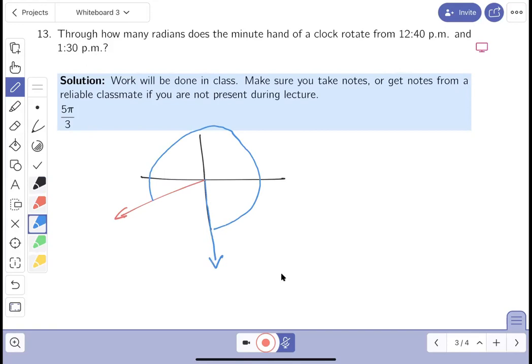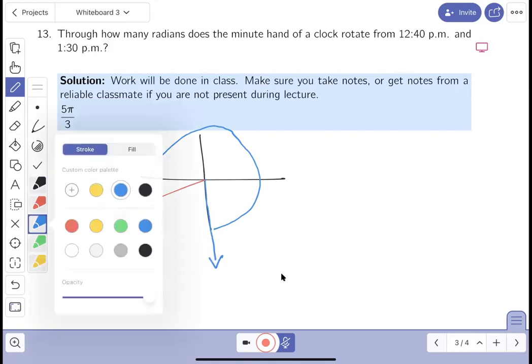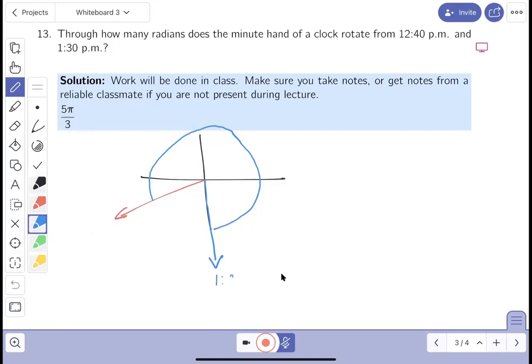So this is going to be 1:30 p.m. And this is where the minute hand was at 12:40. Oh, you know what? Oh, yeah, p.m. I'm sorry, p.m. I'm glad I read that, by the way, because if it was a.m., I'd have a lot of rotations to go through, right? A.m. to p.m. This is 12:40 p.m. to 1:30 p.m. I hope you got an idea how many minutes have transpired.